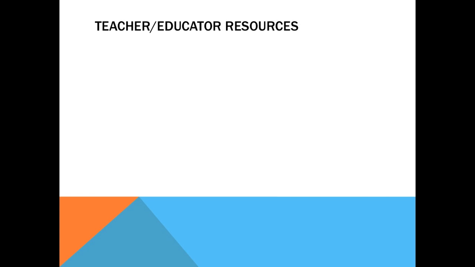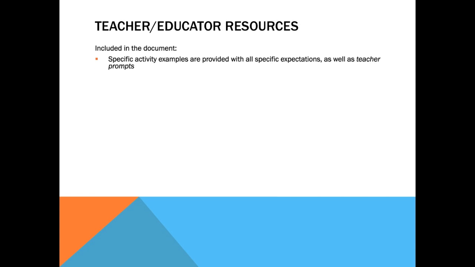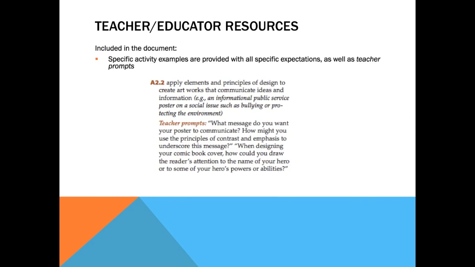So teacher-educator resources. Included in the document are specific activity examples. So this is an example of one of the specific expectations from the document. So the first part where it says A2.2, it demonstrates the specific expectation, and then it gives you an example. And the example, which is written in italics, is actually a specific example of what you could do in your class. So if you're really unsure of what that specific expectation is looking for, they actually provide you with an assignment example of what you could be doing with your class.